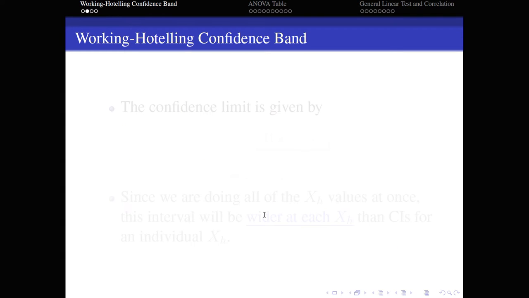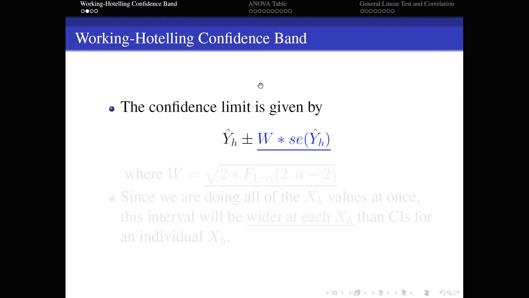The confidence limit is given by exactly what we're used to seeing, the point estimate plus or minus the critical value times the standard error. What you'll notice has changed is not the point estimate, it's not the standard error. The only thing that changes for the Working-Hotelling confidence band is that we use a different statistical distribution to draw the critical value. That is, in this case, we use the W statistic, where W is the square root of 2 times F of 1 minus alpha with 2 degrees of freedom in the numerator and n minus 2 degrees of freedom in the denominator.